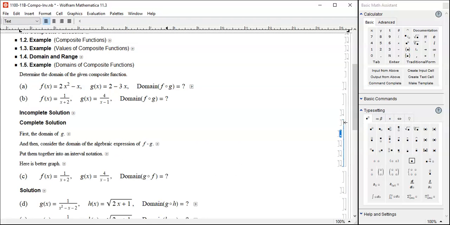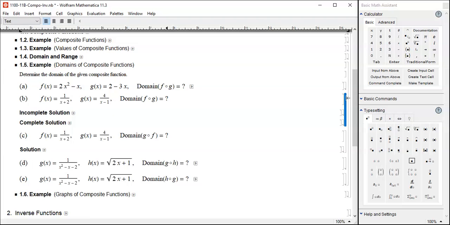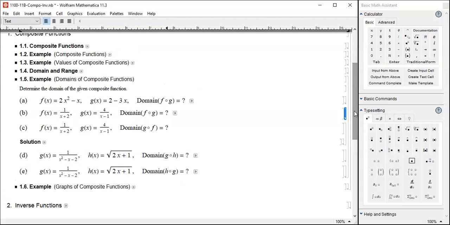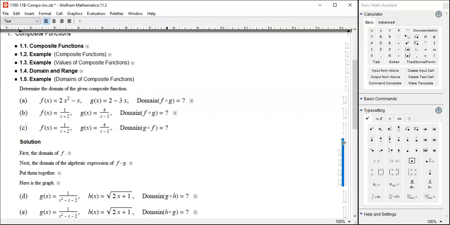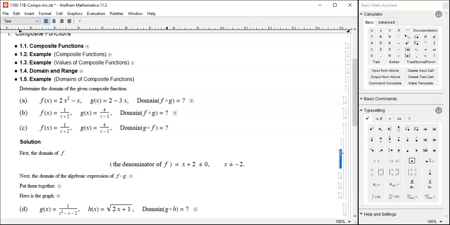So whenever you have a simple step and a complicated step, usually the best way is to get the simple step done first and then go with the complicated step, because you may end up forgetting that simple step later on. So, domain of the inside function first, and that's easy. The denominator should not be equal to 0, so x is not equal to -2. Easy.